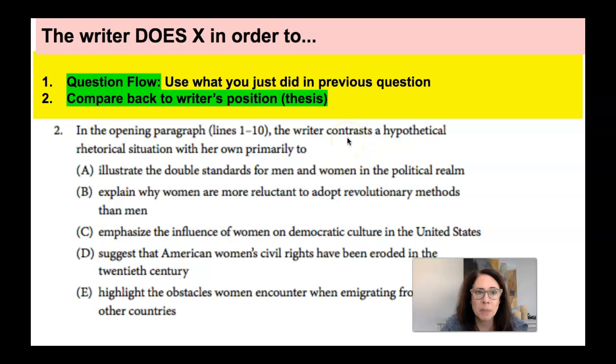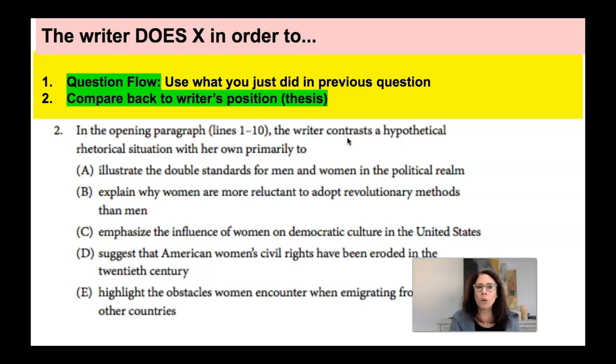The writer contrasts a hypothetical rhetorical situation with her own primarily to. Now, that kind of sends me in a different direction mentally because I'm like, okay, wait a minute. Hypothetical rhetorical situation with her own. So I'm going to hold off on that and just look at what the writer does. Like she's doing something primarily to. I can stick in my head, and this is a little bit like cheating, instead of contrast a hypothetical rhetorical situation, I can say the writer does something in order to.